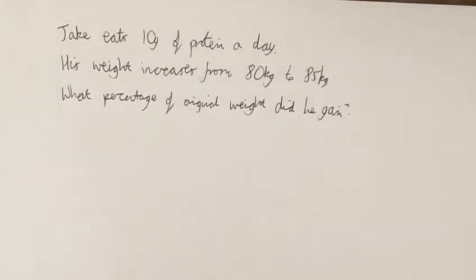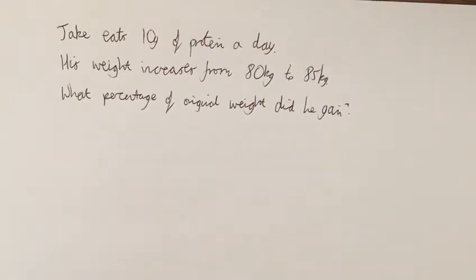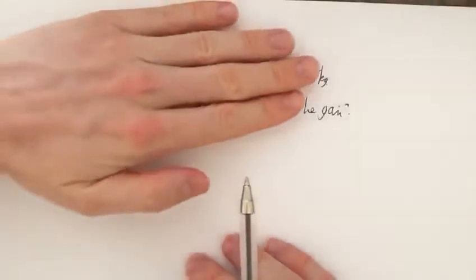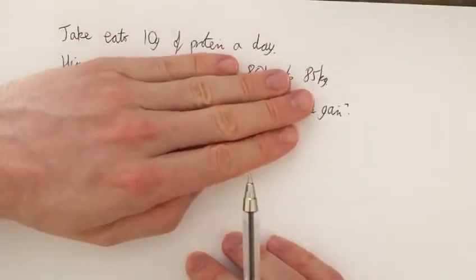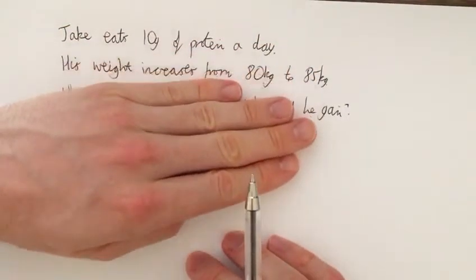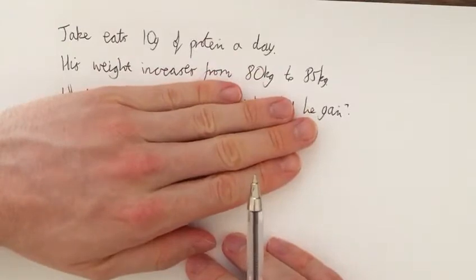Right, Jake eats 10 grams of protein a day. His weight increases from 80 kilograms to 85 kilograms. What percentage of original weight did he gain? Okay, I'm going to go through line by line now. That first line, 10 grams of protein a day, fine. His weight increases from 80 kilograms to 85.